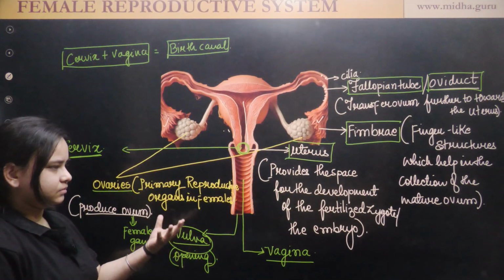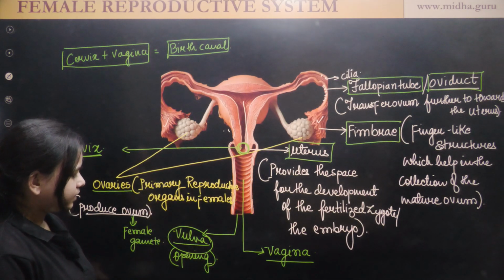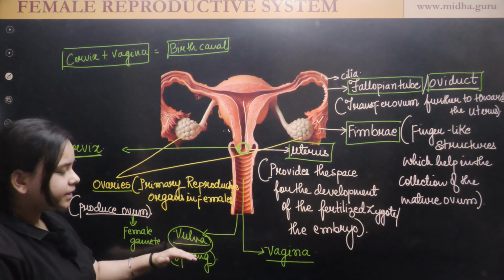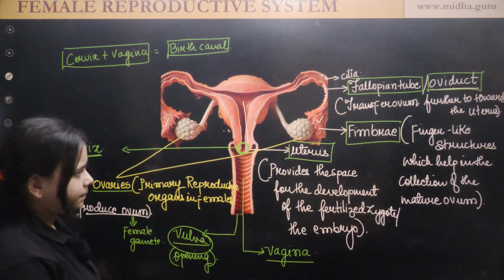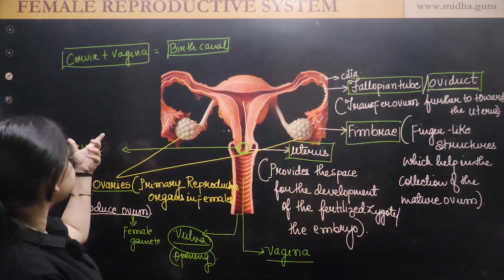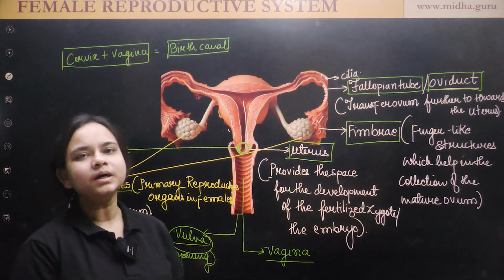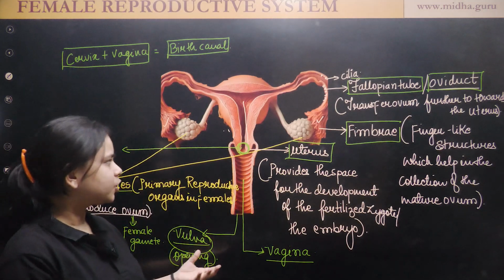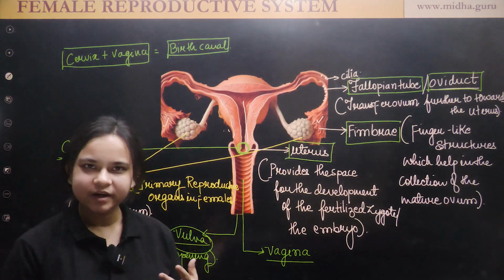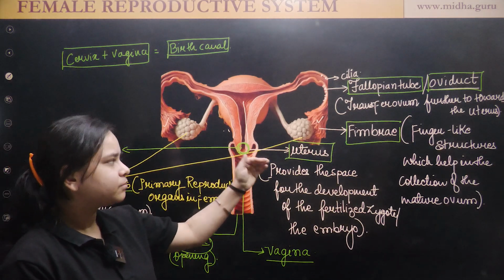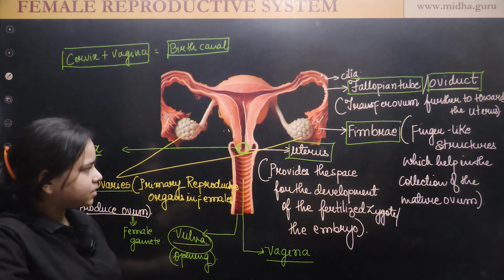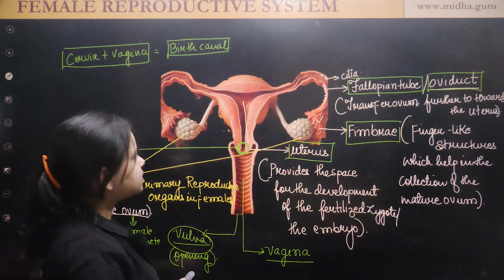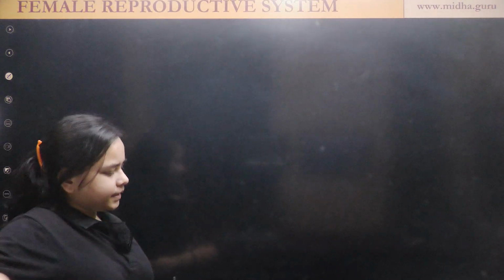in females. This is the ultimate or terminating part in the female reproductive system. And lastly, the cervix and vagina together make up the birth canal. I hope you have understood and got a good idea of the important parts of the female reproductive tract. So let's make a flow chart on this for better clarity.